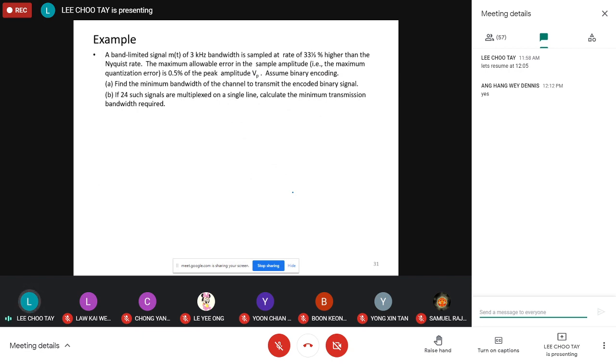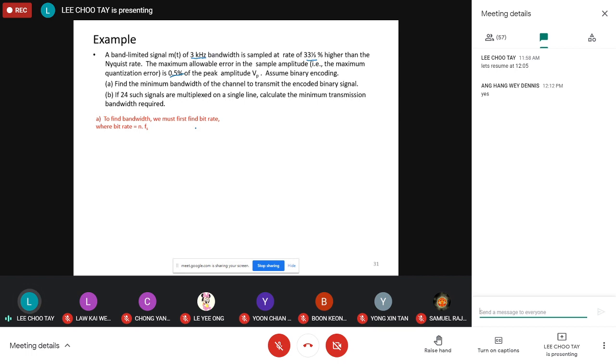All right, let's look at one example. We have a signal that is band limited to 3 kilohertz. We sample at a rate 33 1/3% higher than the Nyquist rate. The maximum allowable error in the sample amplitude, or the maximum quantization error, is 0.5% of the peak amplitude VP. Assume binary encoding. Find the minimum bandwidth of the channel to transmit the encoded binary signal. I believe the answer is in your lecture notes; I typed it because there is a lot to write. So I will just go through it.